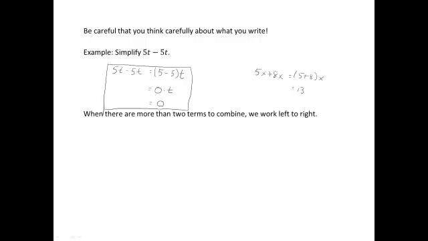When there are more than 2 terms to combine, we work left to right. This follows the idea of the order of operations. Example, simplify 3a plus 4a minus 13a. We're going to work left to right. So 3a plus 4a is 7a. 7a minus 13a, well 7 minus 13 is going to be negative something. It'll be negative 6a.